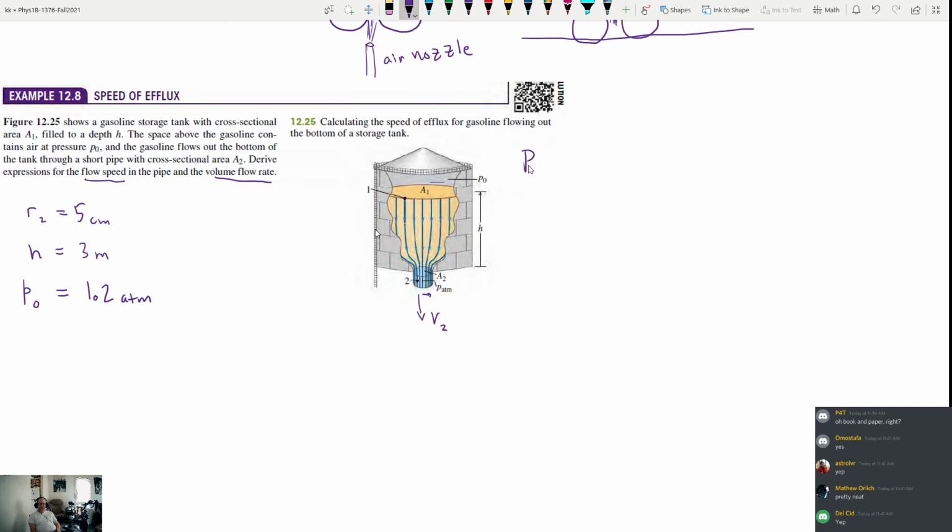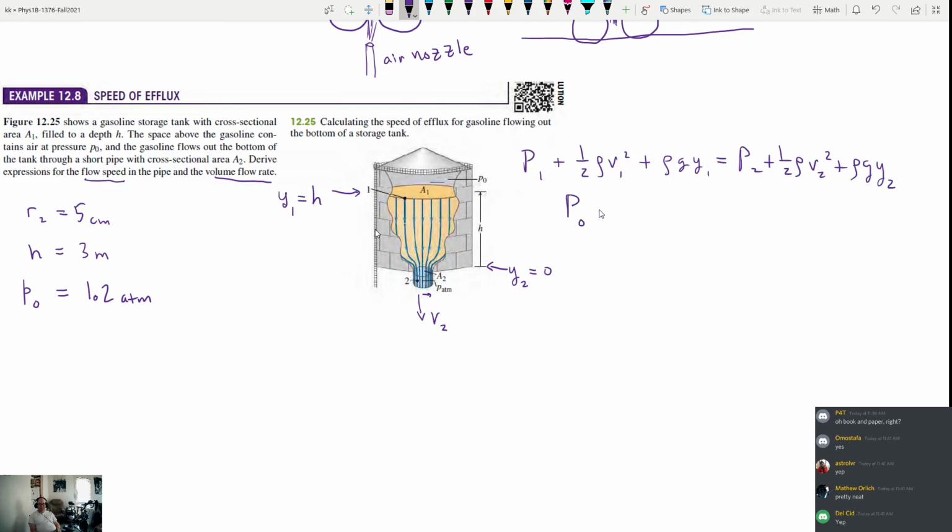All right, so our Bernoulli equation tells us that P1 plus 1/2 rho V1 squared plus rho g Y1 is equal to P2 plus 1/2 rho V2 squared plus rho g Y2. Since there are Y1s and Y2s in here, let's define some things. We'll call this Y2 and say it's equal to 0. And we'll call the top Y1 and say that it's equal to H. The pressure at the top is being called P sub 0.